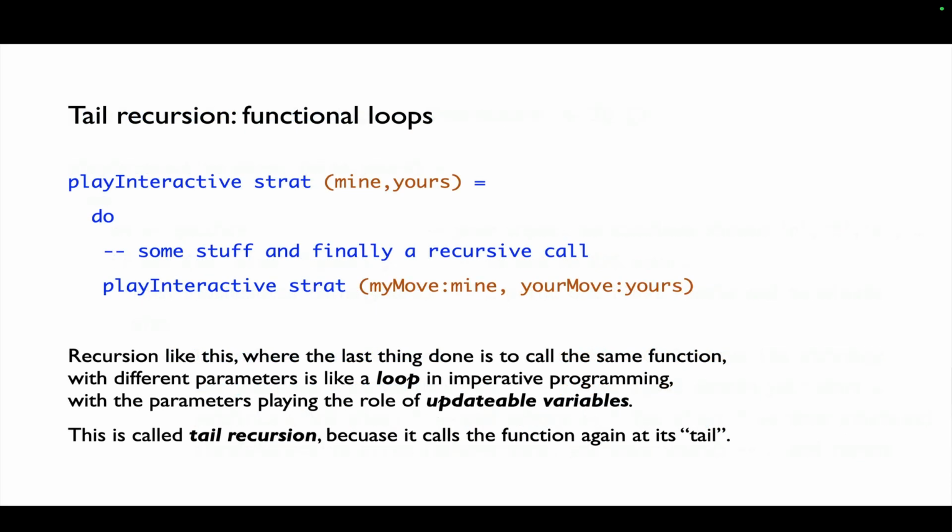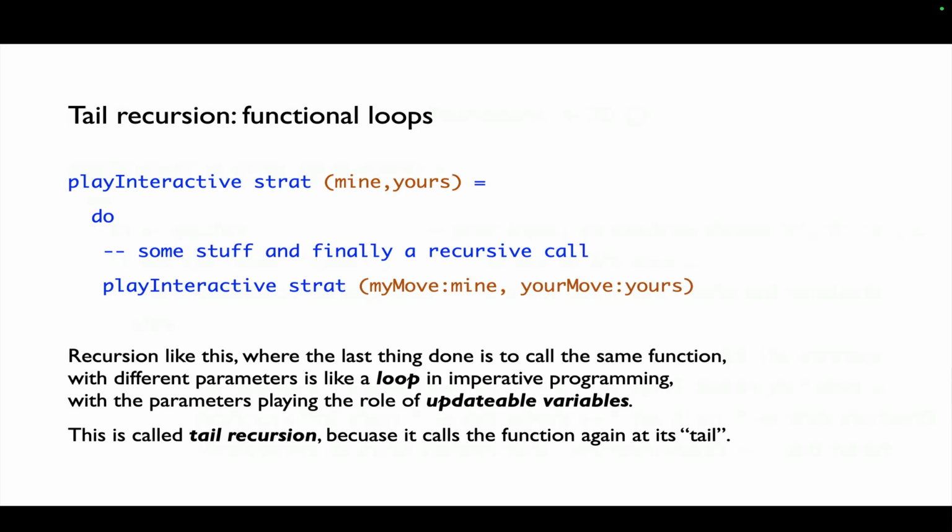Now this is a tail recursion. We talked about tail recursions earlier in this block. A recursion like this, where the last thing done is to call the same function with different parameters, is like a loop where you have updated the state, and in this case, the state that's updated is a set of the lists of moves that have been already made by the machine and by the external player. And so this is an example of a tail recursion running like an imperative loop.